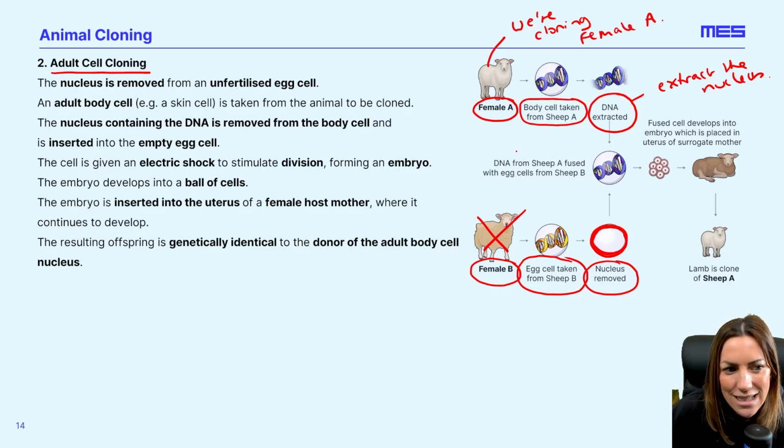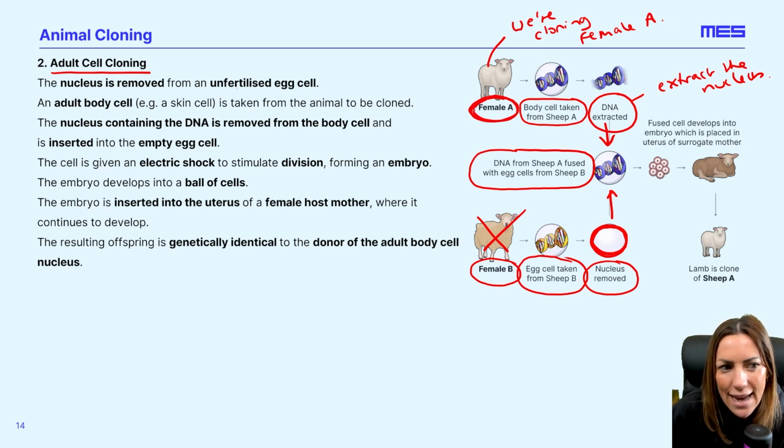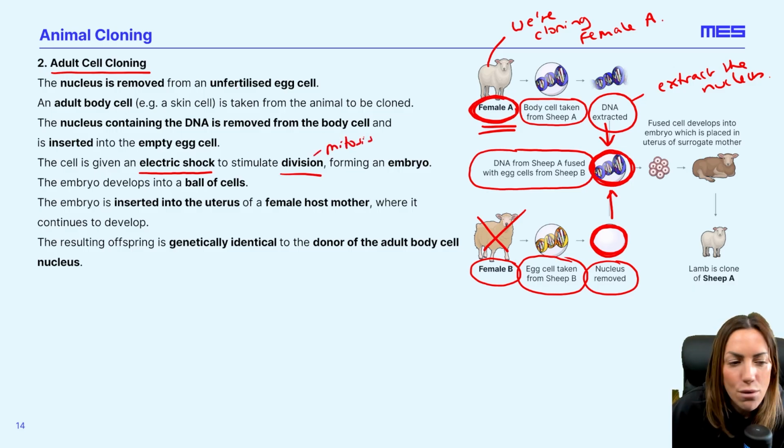But we take the DNA that we got from sheep A, or the nucleus that we got from sheep A, and we fuse it with the empty egg cell. So we're inserting all of female A's DNA into an empty egg cell. So this egg cell will have all of the DNA from one parent. It will have all of female A's DNA. We give that fertilized egg cell an electric shock, which stimulates division. Obviously, this would now be mitosis for growth.